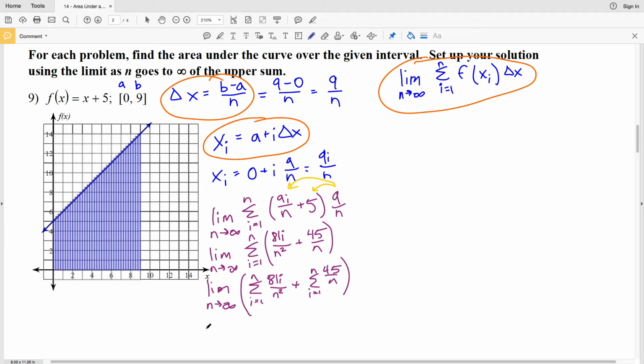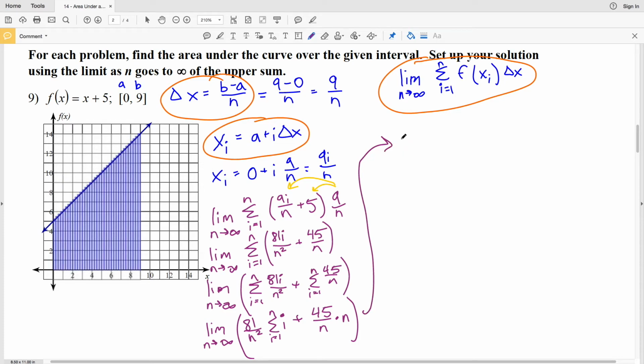Now continuing, we'll have the limit as n approaches infinity of, I'll pull out that first term, which is 81 over n squared. So 81 over n squared times the summation of i equals 1 to n of i, plus, now we're taking the summation of a constant. So that's just going to be the constant times n. So 45 over n times n.